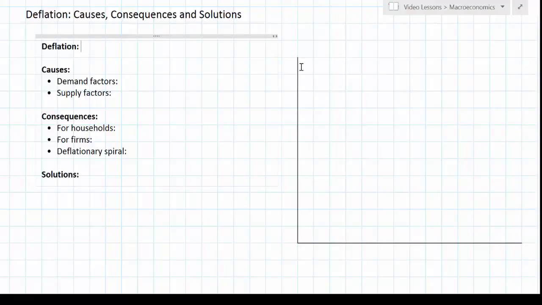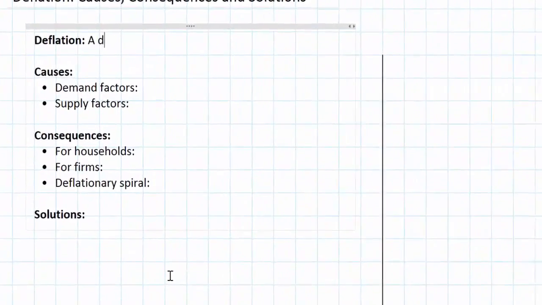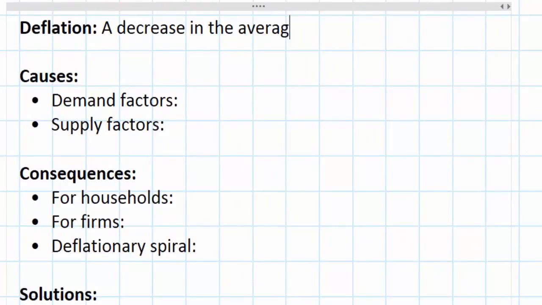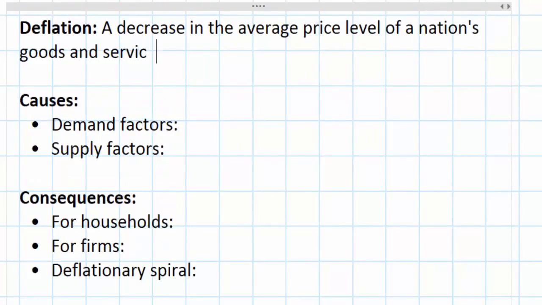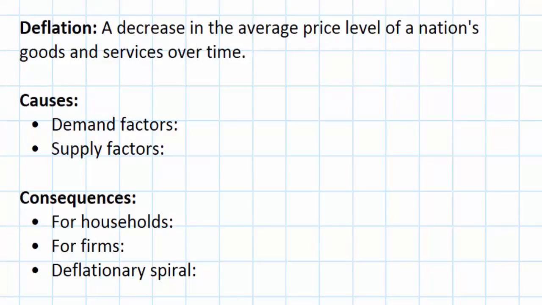Deflation is the opposite of inflation. At this point, you've probably watched some lessons or studied inflation, which is defined as an increase in the average price level of goods and services in a nation over time. Deflation has just the opposite definition. This is a decrease in the average price level of a nation's goods and services over time. Prices are falling. Again, to distinguish this from a microeconomic concept of a lower price, we're not talking about the price for a particular good or service, rather the average price level.